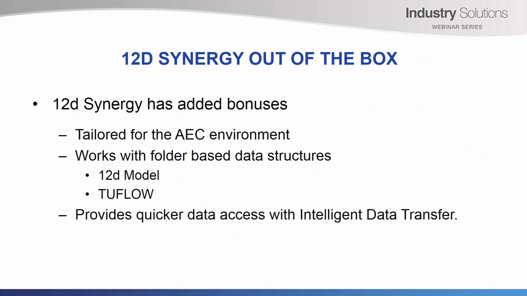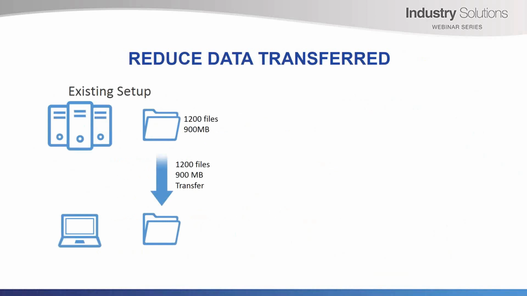On top of all of that, it provides quicker access to your data with what we call intelligent data transfer. And I'll talk about what that really means now. If you're not using 12D Synergy right now, most likely you're just accessing your files over the network. So your files are sitting up on a network server. And let's say you have an AEC data set of about 1,200 files at about 900 megabytes. Every time you access or open that data set, the application, say 12D Model, is going to want to read all that data, and it's going to do it every single time.